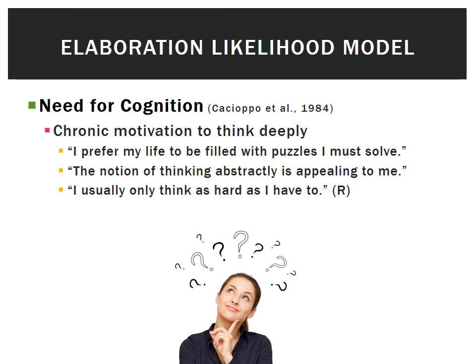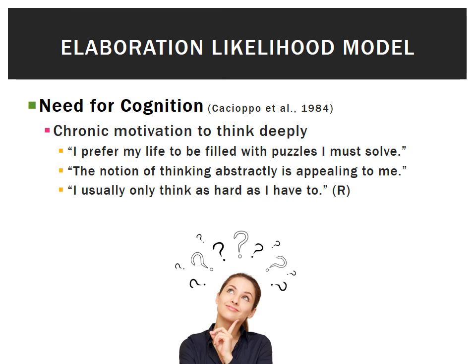This last item then, I usually only think as hard as I have to. It's got an R next to it, which means it's reverse coded. So the higher response is to this, the less need for cognition you have. So the less you are motivated to think deeply at a chronic level. So you can kind of think about yourself where you might fall, how you might respond to these questions. That'll tell you a bit where you might fall on the need for cognition scale. So do you like to think a lot or not, basically?